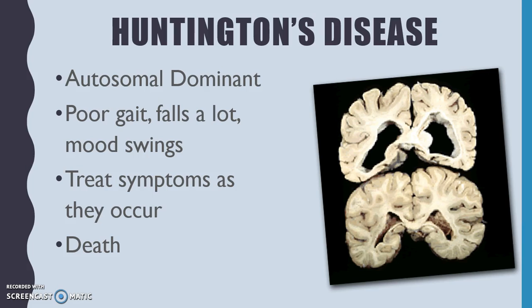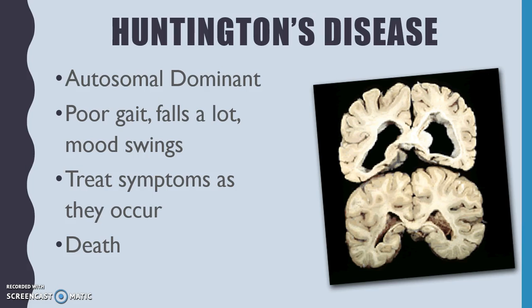This is one that I would recommend you highlight the name of or star it. It is one that you will most likely see on the EOC and you will definitely see on your genetics final. Huntington's disease is the only example of an autosomal dominant disease that you need to know about. There are others, but it's the only one that you need to know about.